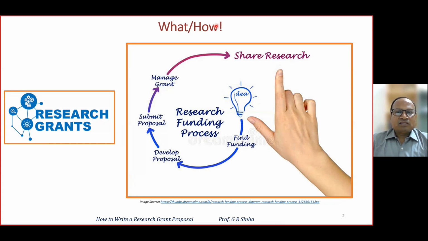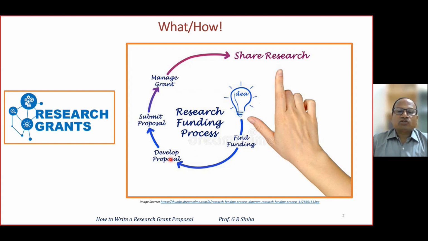The first one is what and how. What is this? As I mentioned, we have some idea to do research. At the same time, we have some background. We have some publications, some articles in that area. We have demonstrated our capability in that particular area. So we are interested to reach out to the funding agencies so that we can receive the financial grant to implement our thought, our idea, to a tangible output level so that we can achieve a tangible outcome.